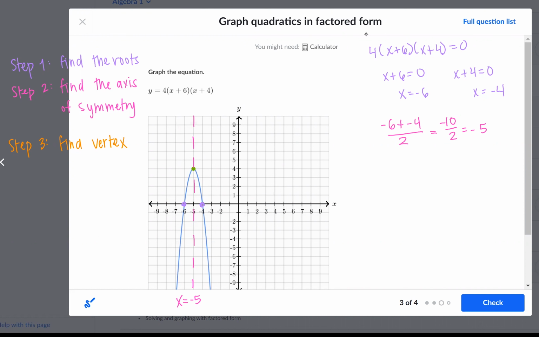So what happens when I put -5 into this function? I'll have 4 times 1 times -1, which is -4. So my vertex is down here. Vertex is -5, -4. If I drag my vertex from Khan Academy down, it'll go here.